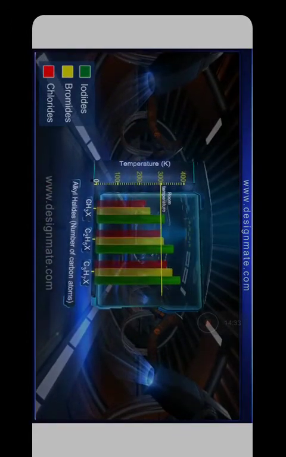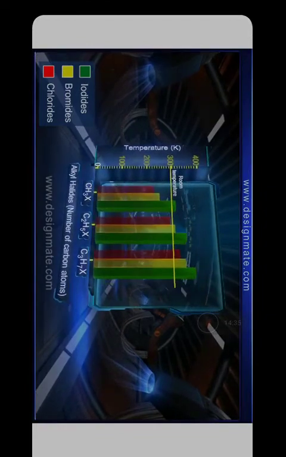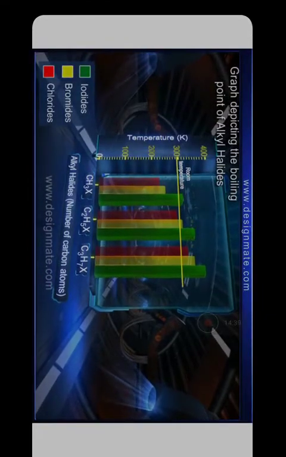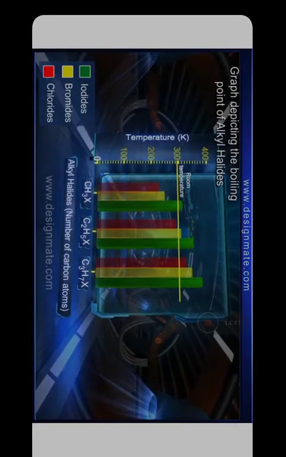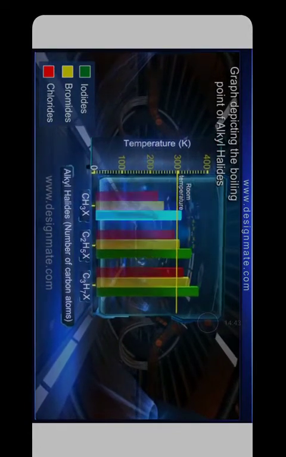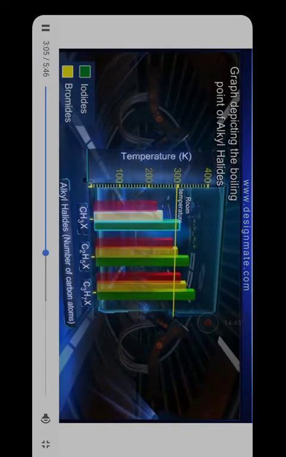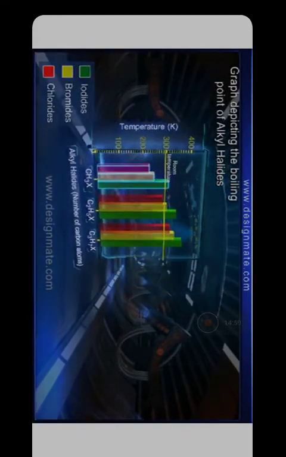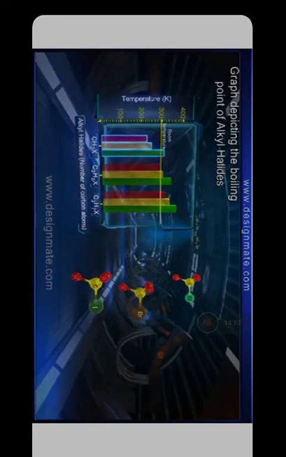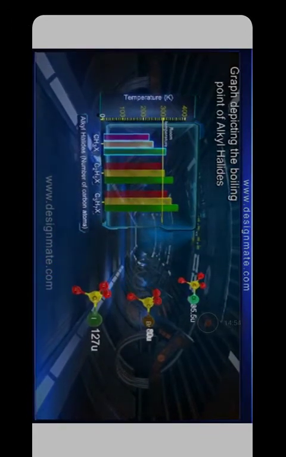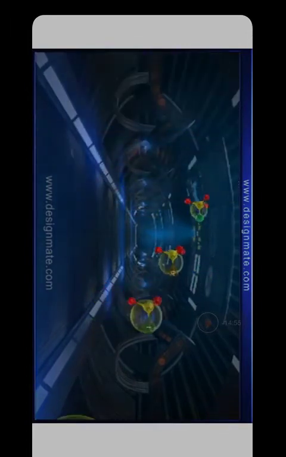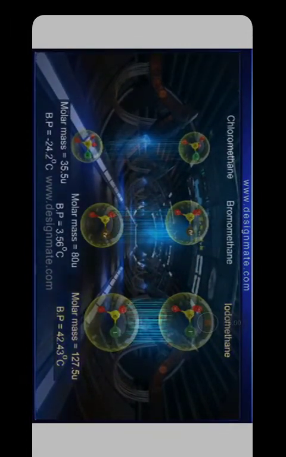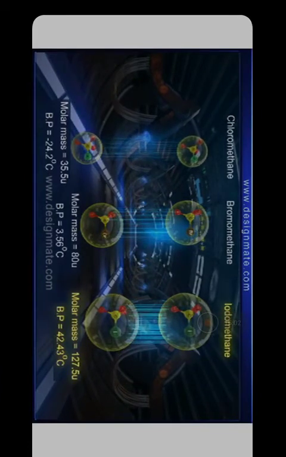Let us once again look at the graph plotted for boiling points of different alkyl halides. You can notice that for the same alkyl group, the boiling points of alkyl iodides are higher than those of bromides, which in turn are higher than those of chlorides. This is because with the increase in size and mass of the halogen atom, the magnitude of dispersion forces, also referred to as the van der Waals forces, also increases.